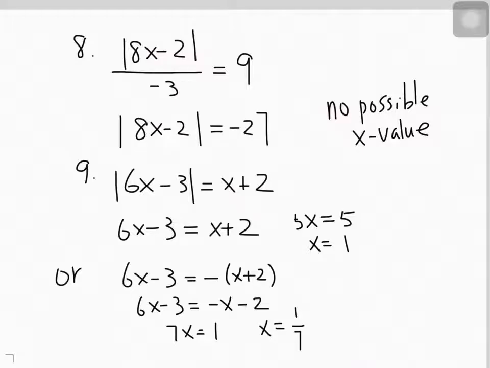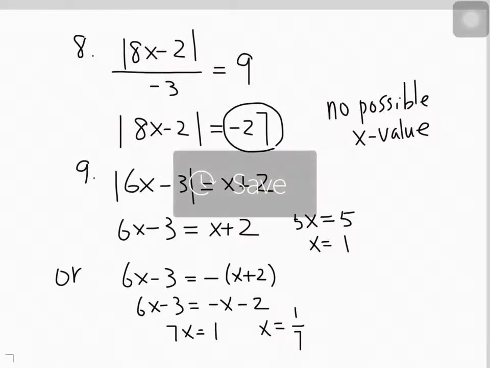Number 8. The absolute value of 8x minus 2, divided by negative 3, equals positive 9. So if you multiply both sides by negative 3, what do you see? The absolute value of 8x minus 2 equals a negative number. Since the absolute value function is looking for distance, it is not possible for an absolute value to end up with a negative number. So there's no possible x solution, or basically you can say there's no solution for number 8.